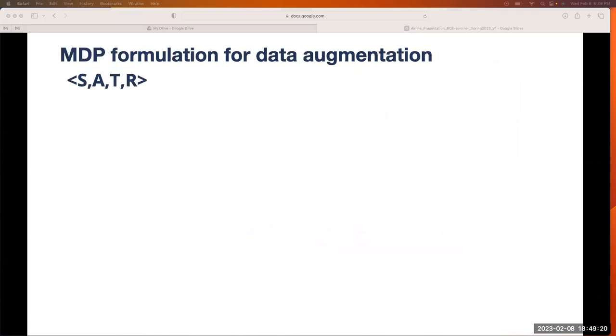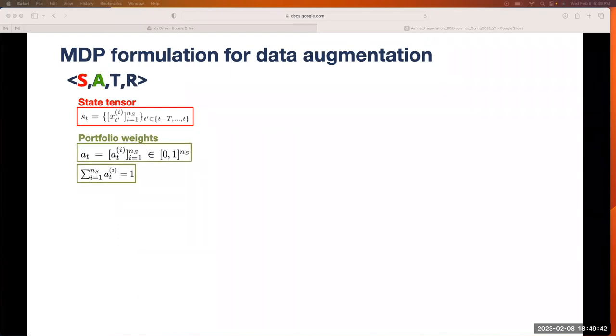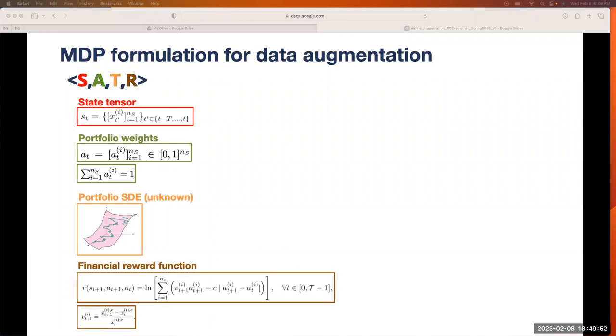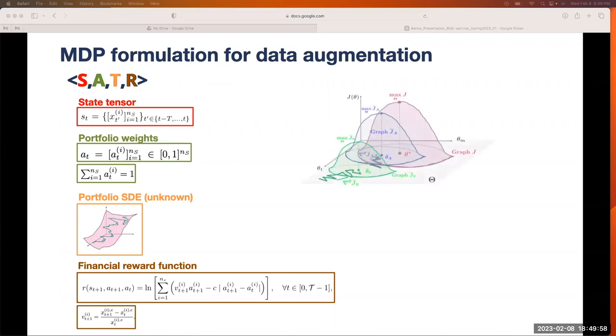So let's now go to our problem formulation, and the MDP formulation consists of four components. First one is the state tensor, which represents the one-dimensional time series for the stocks in the portfolio. We can just think about the price or some other features of the price. The portfolio weights are the actions taken by the agent. The transition dynamics is the unknown portfolio SDE, and the reward function is based on total return minus the transaction costs. And the objective function is the future expected total return that we would like to maximize.